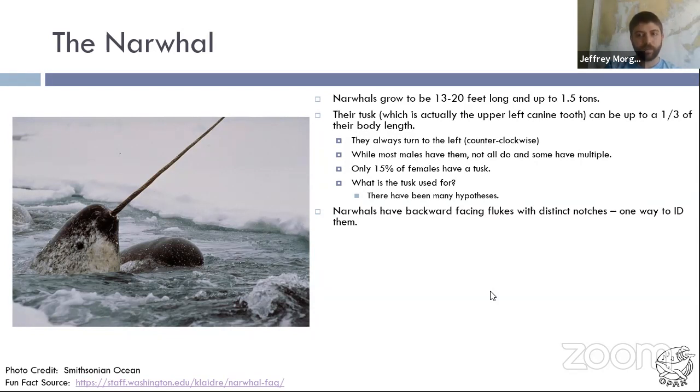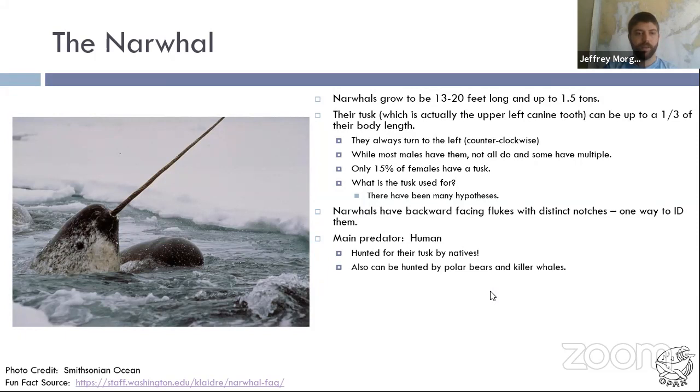Narwhals also have backward-facing flukes, which is similar to beluga whales as well, which is one way that we can ID them. And their main predator are us humans, which we mentioned are still hunted by natives, but they can also be hunted by polar bears and killer whales when they are trapped in the ice.